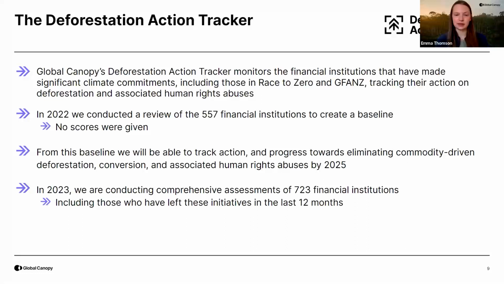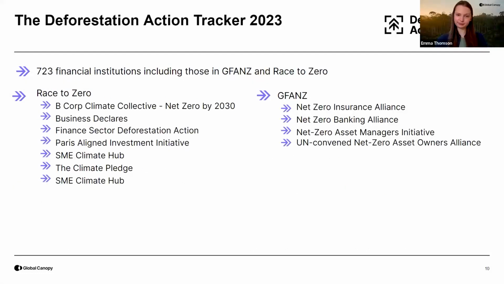If I could have the next slide, please. Thank you. So just to give a very brief summary of which initiatives in these two coalitions are included. As you can see on the screen, I won't read them all, but in Race to Zero, we have the Finance Deforestation Action Initiative, the Paris Aligned Investment Initiative, and then in the Glasgow Financial Alliance for Net Zero, we have the Net Zero Insurance Alliance, the Net Zero Banking Alliance, and also, among others, the Net Zero Asset Owners Alliance. Next slide, please.